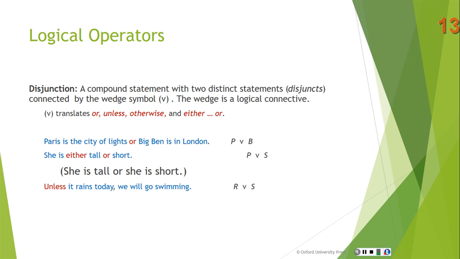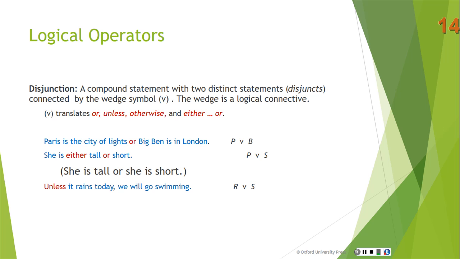You have the simple statement, Paris is the city of lights. We could represent that with P. The simple statement, Big Ben is in London. We could represent that with B. And the phrase or, we could represent that with the wedge. P, wedge, B. That's how you translate that statement.